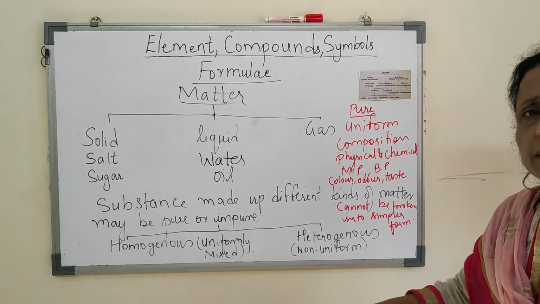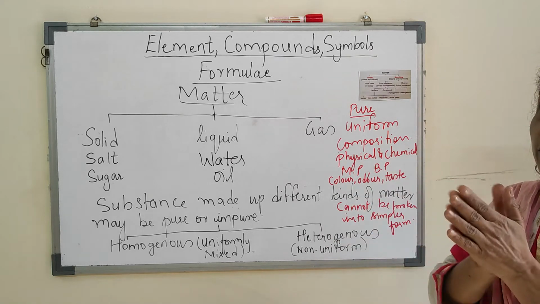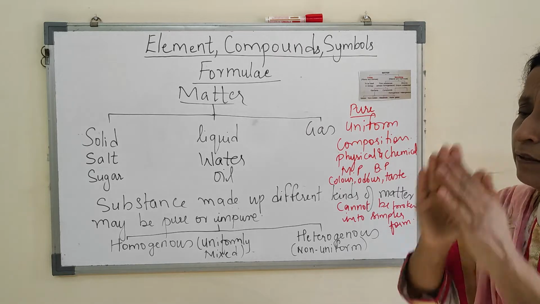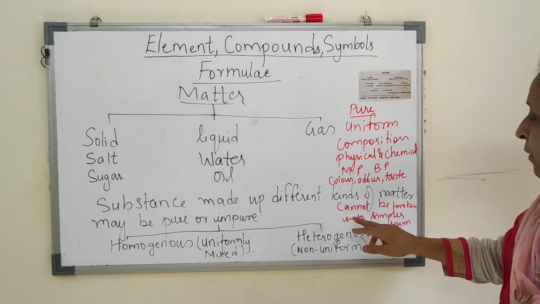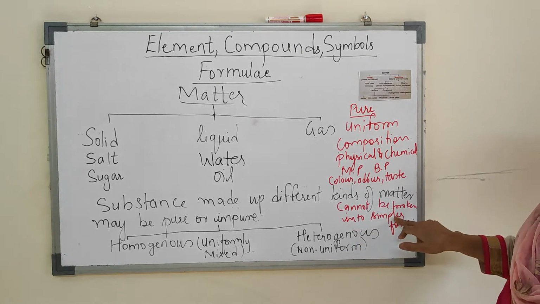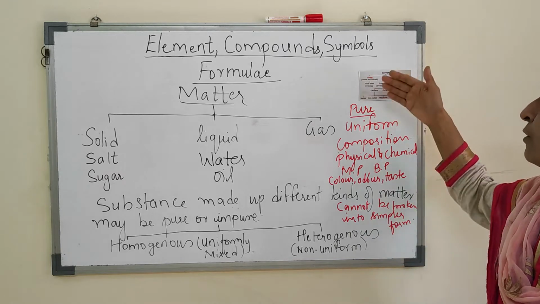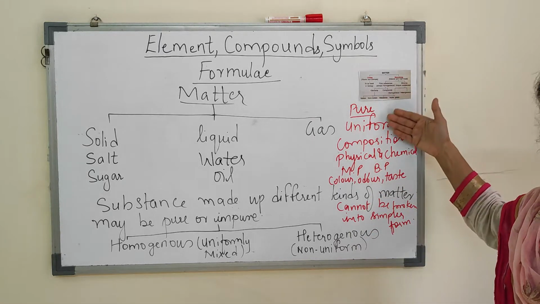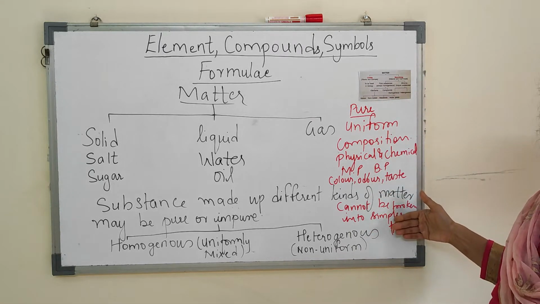And a pure substance, so hydrogen, a pure substance, cannot be broken. Oxygen, a pure substance, cannot be broken. When they combine to form one pure H2O water, it cannot be broken into a simpler form. So these are the properties of the pure form.